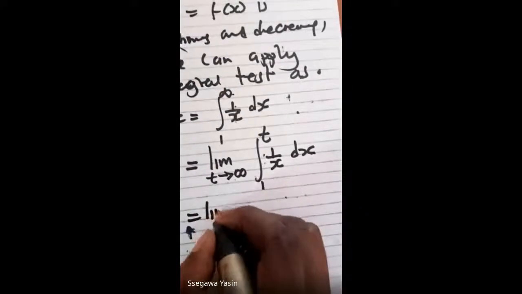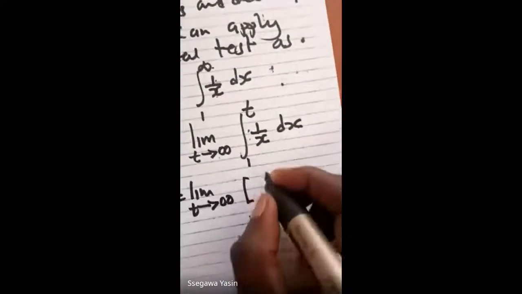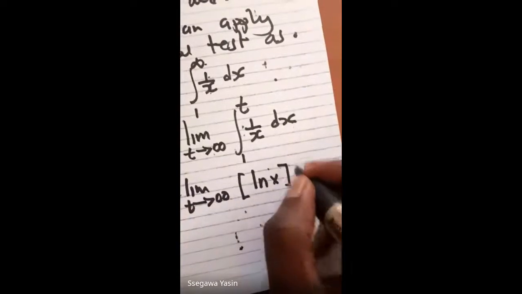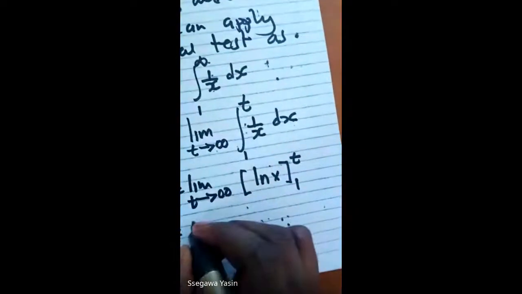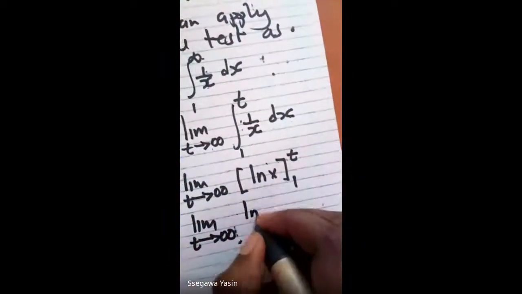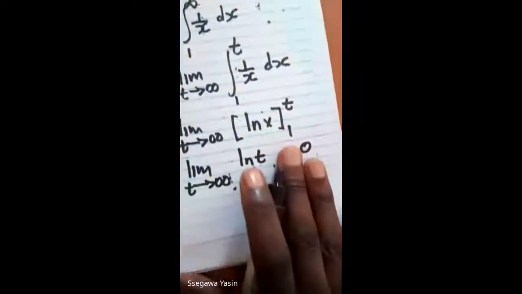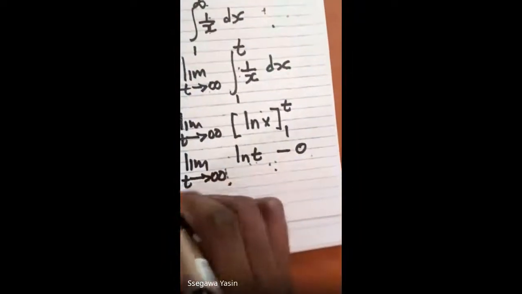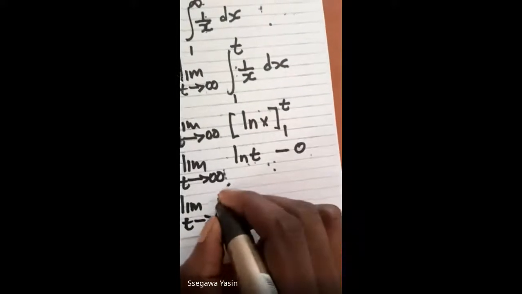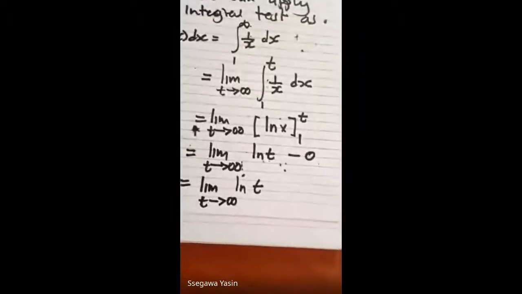And this is the same as the limit as t goes to infinity. When I integrate this, I think I'll get ln x, from 1 to t. This will be the same as the limit as t goes to infinity. When I substitute, I'll get ln t minus 0, because ln of 1 is 0. So what am I remaining with? The limit as t goes to infinity of ln t. Now, from here we are supposed to interpret the thing.